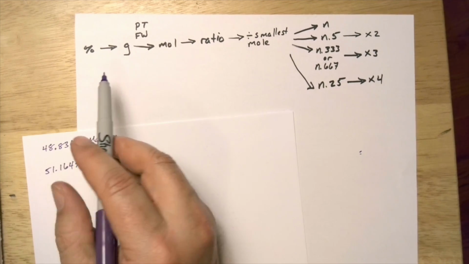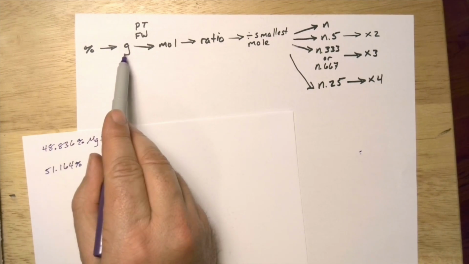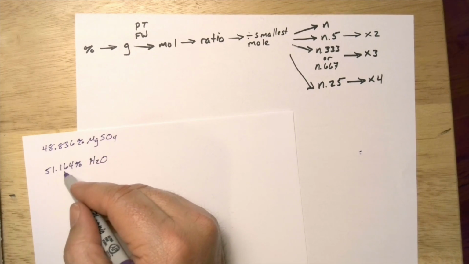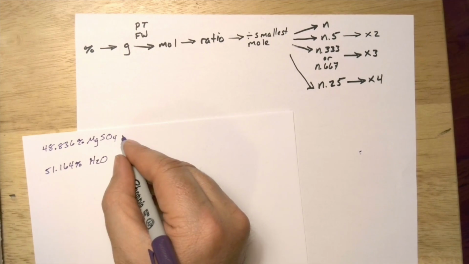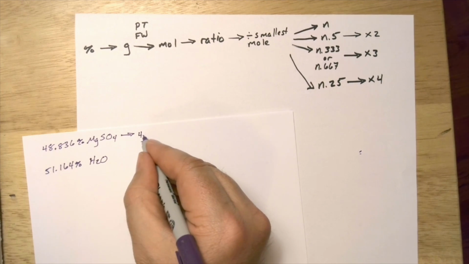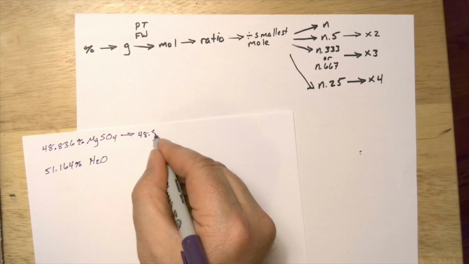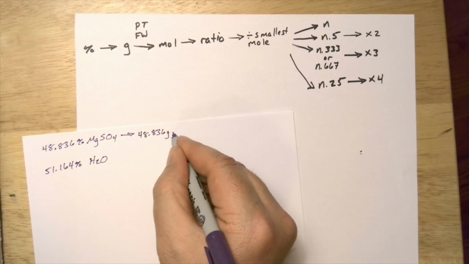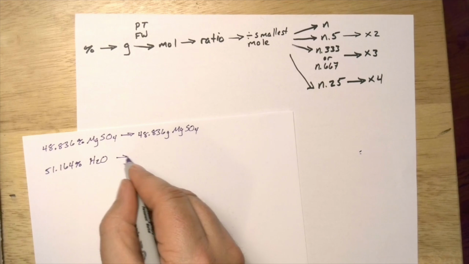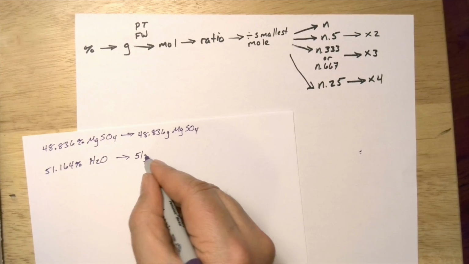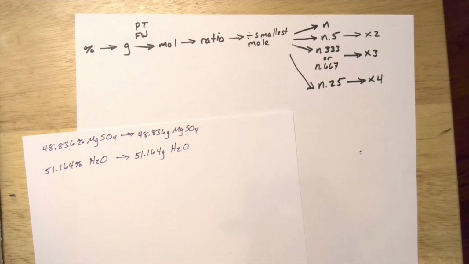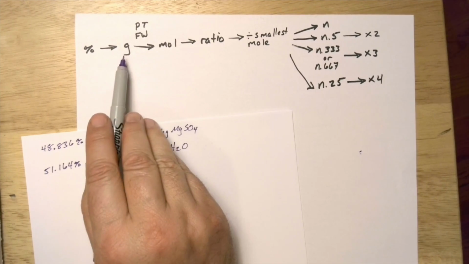So, again, if you look at the flow chart, we need to go from percent to grams. So you assume you have 100 grams of it. If you notice, these percentages add up to 100, or they should be close to 100. So this will mean we have 48.836 grams of magnesium sulfate and 51.164 grams of water. Now, we need to go from grams to moles.